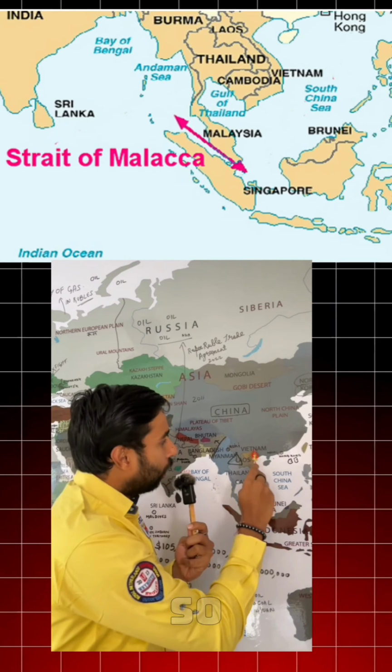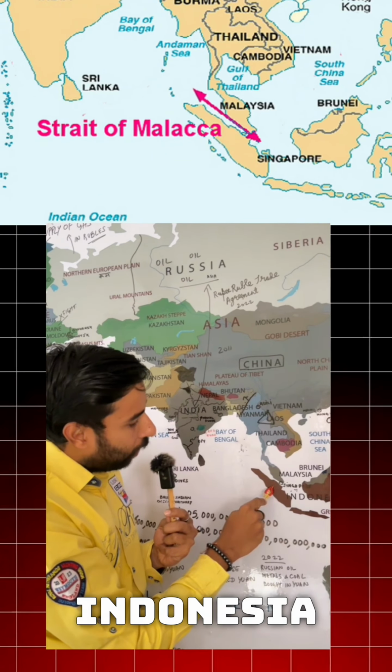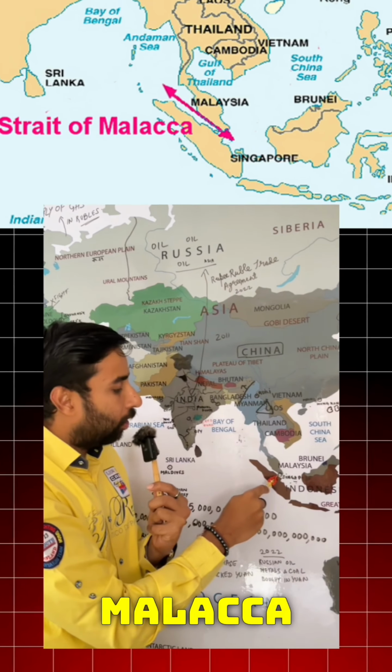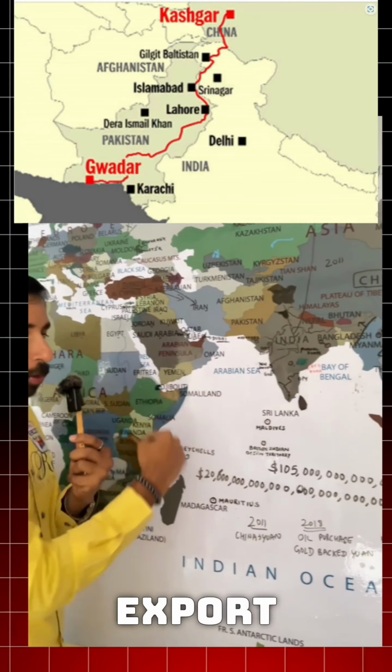via ship. So it goes from here between Malaysia and Indonesia. There is the Strait of Malacca. So this is the only route that China has to opt for to export to the West.